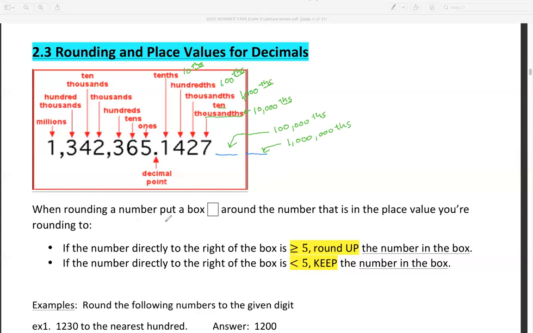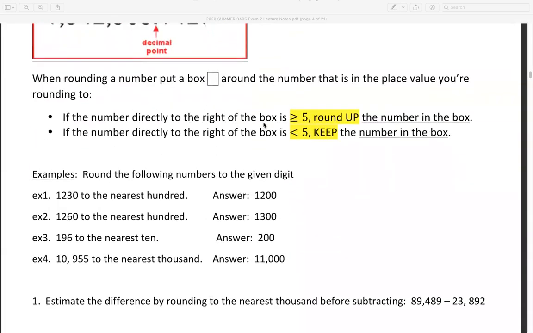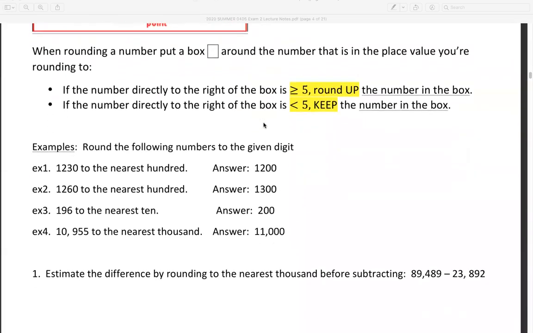When rounding a number, you need to put a box around the number that is in the place value you're rounding to. If the number directly to the right of the box is greater than or equal to 5, round up the number in the box. If the number directly to the right of the box is less than 5, keep the number in the box. So let me give you some examples here. All right, let's try these here.